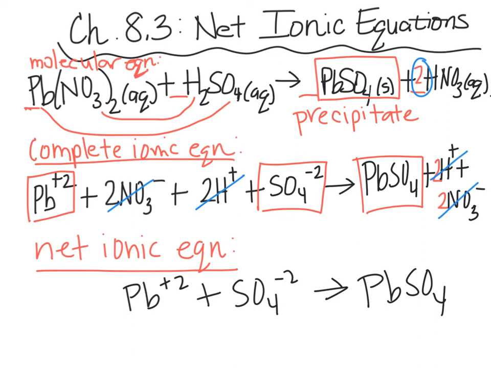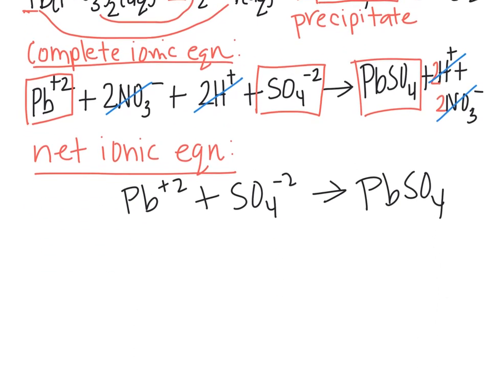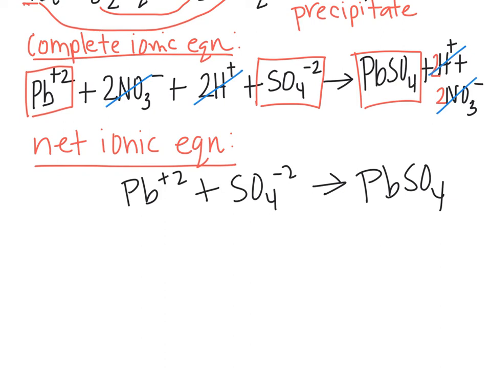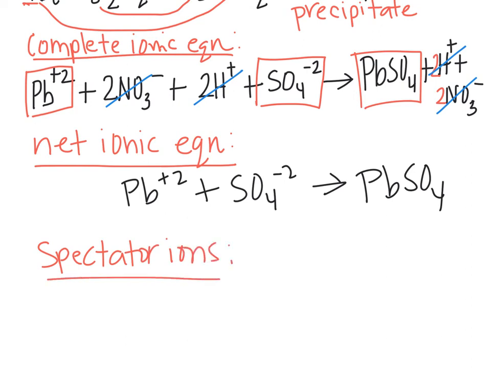Now, the very last thing that we have to do is identify what the spectator ions are. So let's write that down. Spectator ions. All right, so the spectator ions are basically the ions that we crossed out. Okay, so the ions that we crossed out. So that would be the nitrate and the hydrogen ion. So we can just list them. You don't need to put the coefficients in front of them, just list them. So the nitrate and the hydrogen ions.